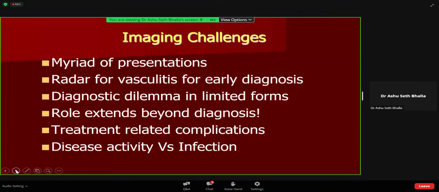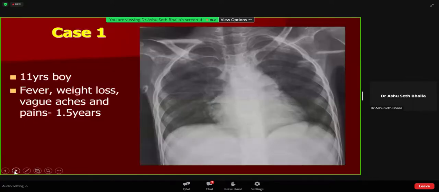So it is a myriad of presentations, and you have to really have your antenna up and a very high index of suspicion. Infection and disease activity look so similar clinically and so similar on imaging that it's a challenge to differentiate. So let's just quickly see some cases.